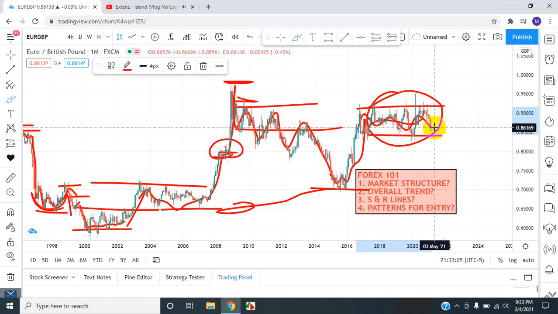So we do know what the market is doing. We just have to figure out what direction it's going to go right now. Is it continuing going down? Or is it slowing down to go back up? Is it forming a pattern or not? We've got to check out this area to see what's going on. So we do know market structure already.